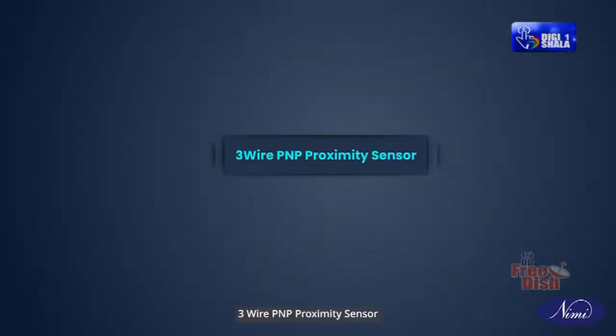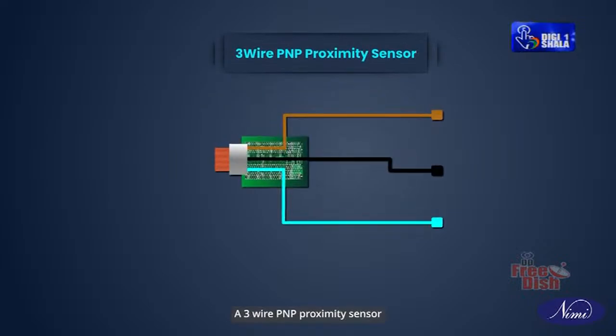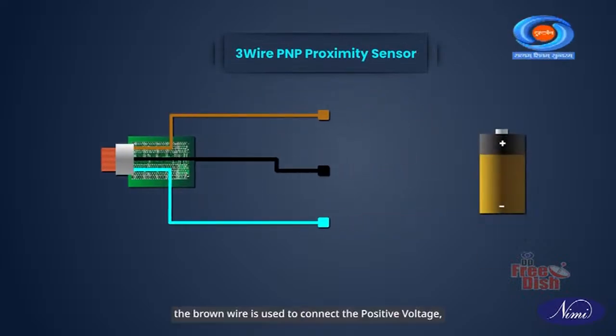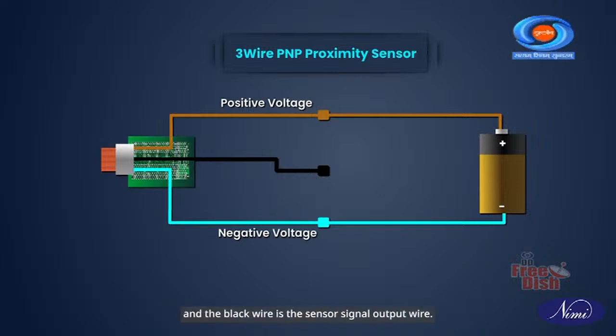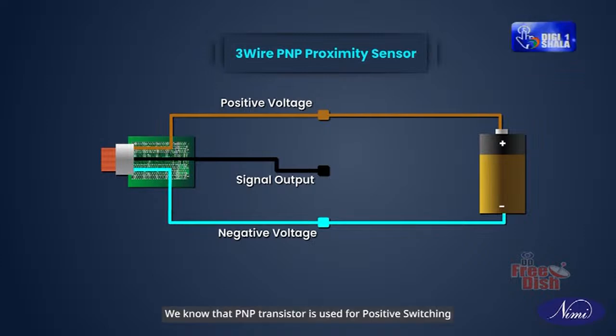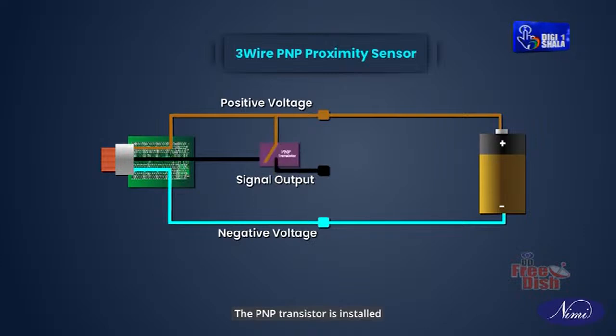3-wire PNP proximity sensor. A 3-wire PNP proximity sensor consists of 3 wires in which the brown wire is used to connect the positive voltage, the blue wire is used to connect the negative voltage or the ground, and the black wire is the sensor signal output wire. We know that PNP transistor is used for positive switching. The PNP transistor is installed between the positive voltage wire and sensor signal output wire.